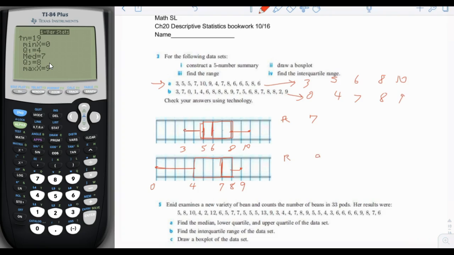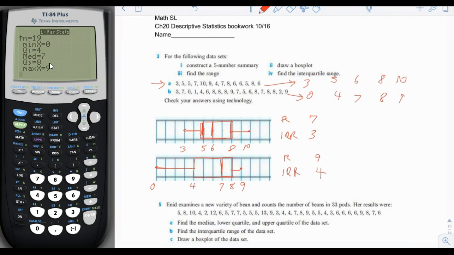And then find the IQR for each. So the IQR would just be the difference between each side of the box. So it would be 8 minus 5, which is 3. And then for the bottom one, it would be 8 minus 4, which is 4.